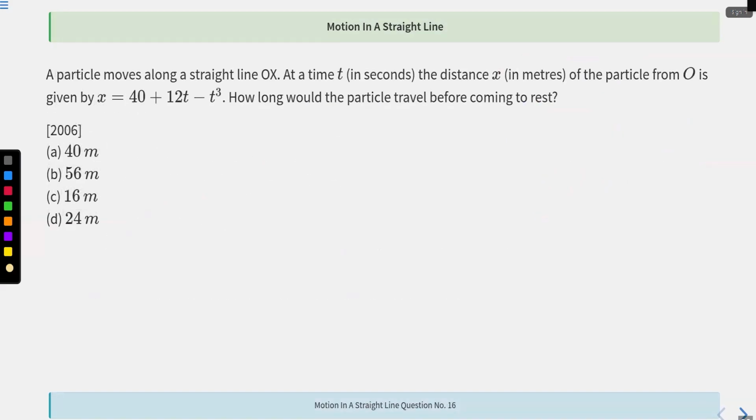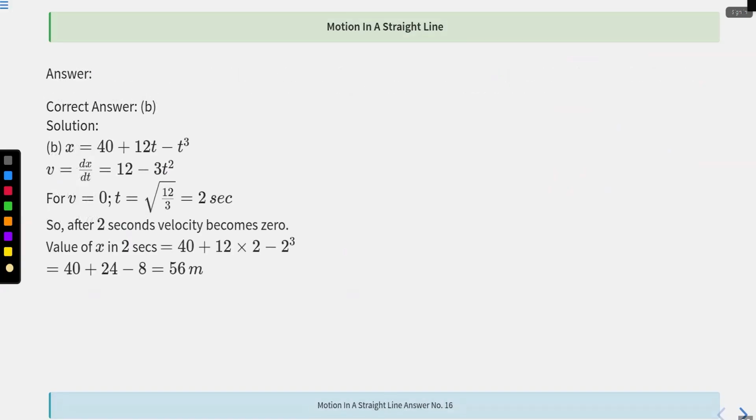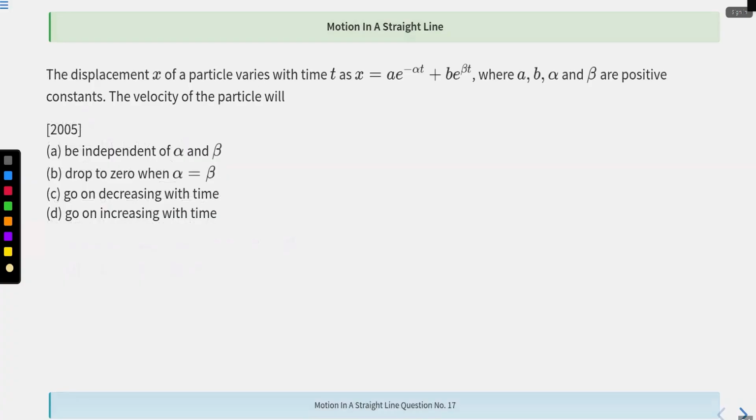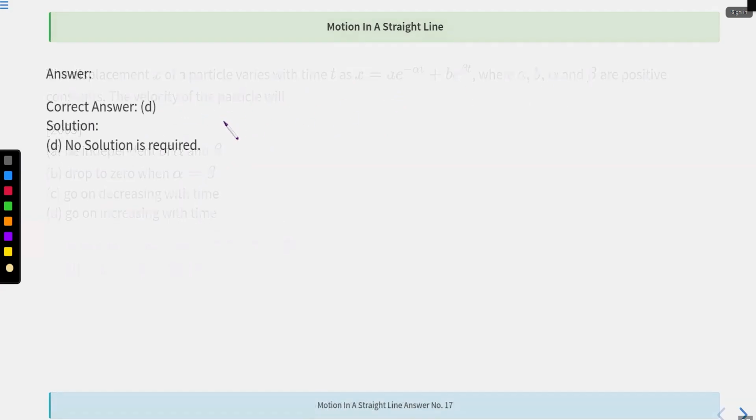A particle moves along a straight line OX. They have given us an equation x. Calculate the velocity, which is dx by dt. For v equals 0, you have the time. Similarly, you need to calculate the velocity after 2 seconds. Now, the displacement x of a particle varies with time. Now, this is again the velocity of a particle. Simple equation, guys. It's answer D.